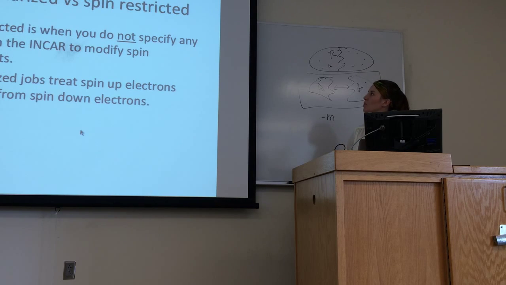And so for the spin polarized versus spin restricted, the spin restricted is when you do not specify any keyword in the INCAR to modify the spin components, and the electrons that are computed are the same regardless of the spin. And then for the spin polarized jobs, we treat spin up electrons separately from the spin down electrons, and those are mostly used for transition metals.